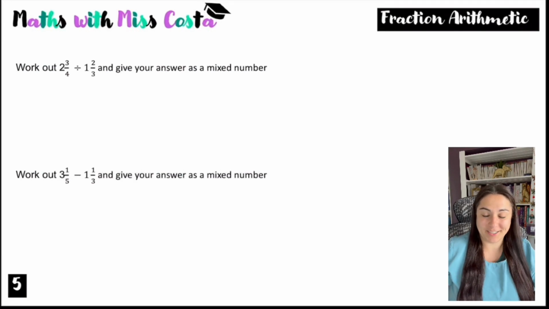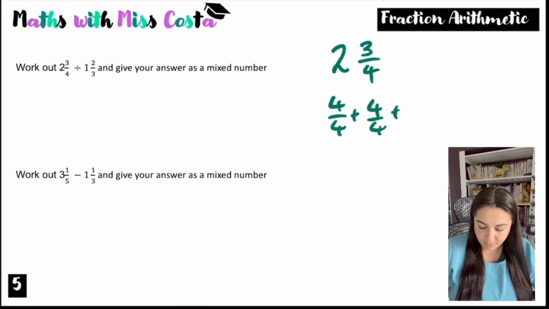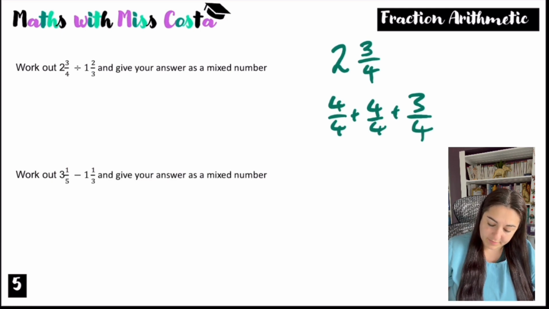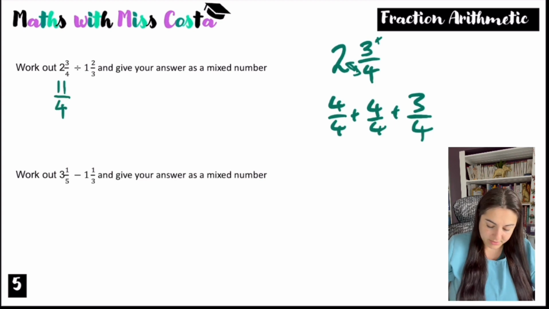So now we've got some fraction arithmetic, so dividing and subtracting with fractions. The first thing I want to do, if I've been given mixed numbers, is turn them into improper fractions. So 2 3/4, what that means is 2 wholes, so 2 lots of 4/4 plus 3/4. What would that give me? 4 plus 4 plus 3 gives me 11, or the quick way would have been, I do 2 times 4, which is 8, plus the 3, which is 11. So 2 3/4 is 11/4.